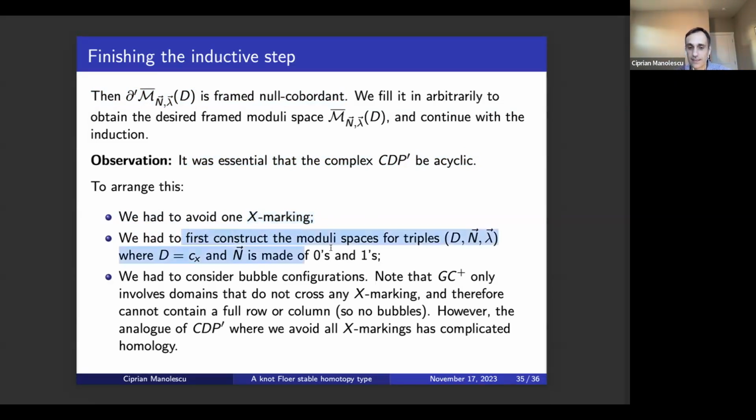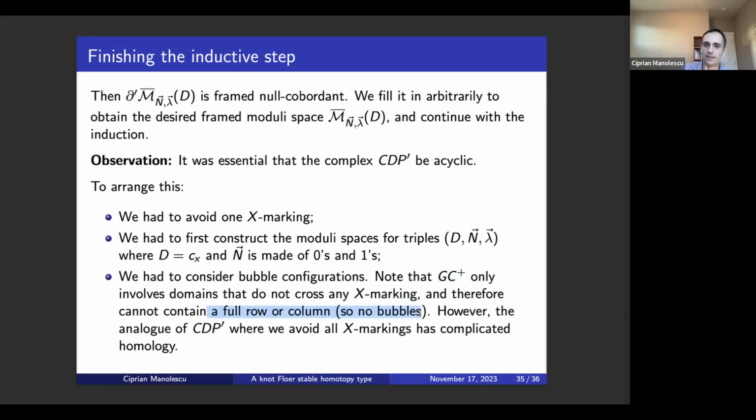Okay, we had to construct these moduli spaces where the domain is trivial and n is 0 of 1. These were constructed first by hand as the permutahedra. And finally, the most interesting point is that we had to consider bubble configurations. So even if you just look at GC+, the version that I was focusing on, where you want domains that do not cross any X marking, so you cannot have a full row of columns, so you don't have any bubbles.